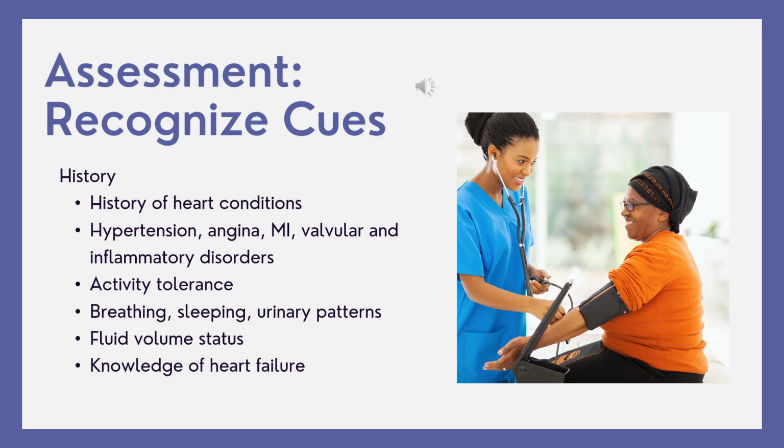We also want to ask the patient about their activity tolerance, more so their exercise capacity. So do they feel fatigued more easily, or do they get short of breath with routine activities? We also want to ask the patient about their breathing, sleeping, and urinary problems. Patients with left-sided heart failure often have dyspnea on exertion, orthopnea, or what's called paroxysmal nocturnal dyspnea, where they wake up gasping for air during their sleep. For urinary changes, patients may experience nocturia, an increase in nighttime urination simply due to fluid shifting whenever they lay down.